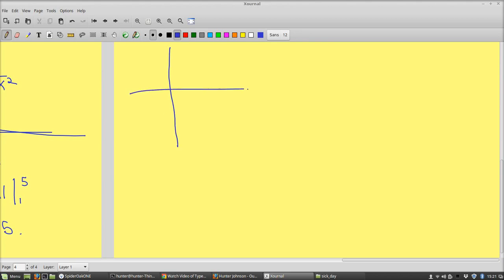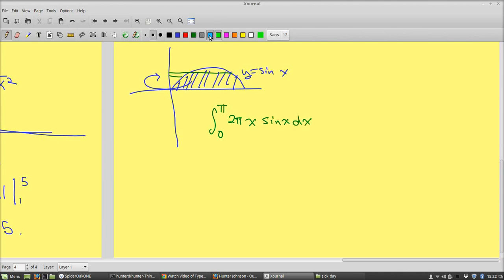Let's say that we wanted to spin the first part of sine. Let's say the y equals sine, and we spun this around. There's really no good way to do this using the methods that we knew before cylindrical shells. I mean, we can use arc sine for this part, but then what do you use to get this big radius? It's just annoying. So it's nice to know that you could do this just by integrating from 0 to pi 2 pi x sine x dx. The only problem is that we don't know how to do this integral. You can do this integral using a method called integration by parts.